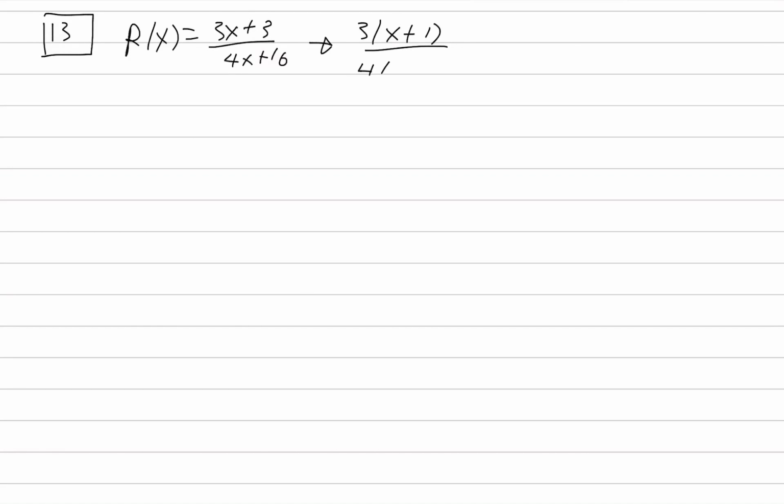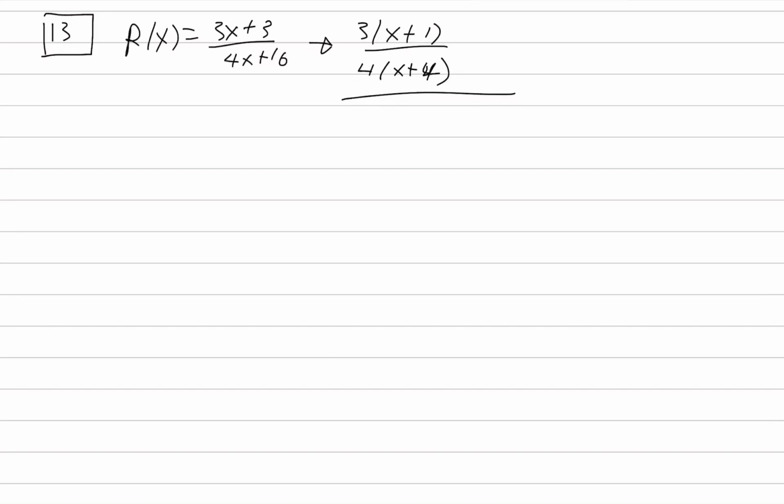So let's look at 13. 13 is very similar to what we did earlier. Graph the rational function. Essentially, what I have is R of x equals (3x plus 3) over (4x plus 16). Okay. So first part, factor. So we can factor this to 3(x plus 1) over 4(x plus 4). And this is the lowest we can simplify into.